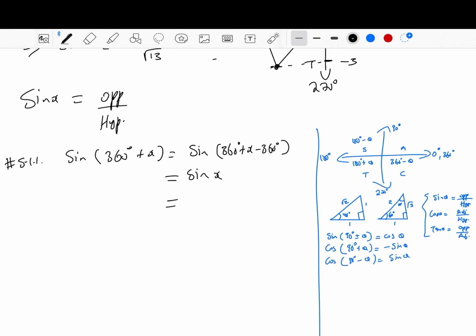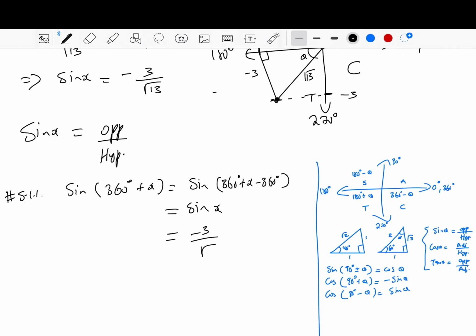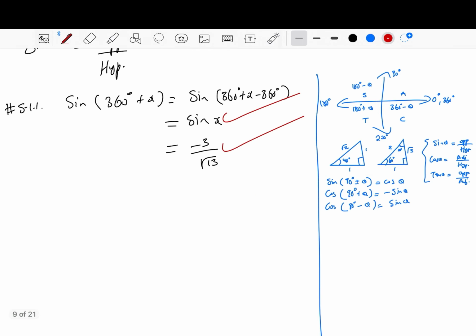And sine x is already calculated above there. It's -3 over 13, and you get your 2 marks. If this doesn't make sense, let me know. Feel free to ask the question. I'm happy to help.